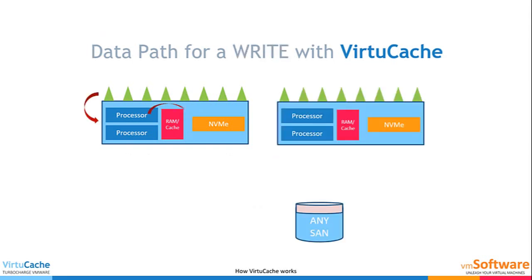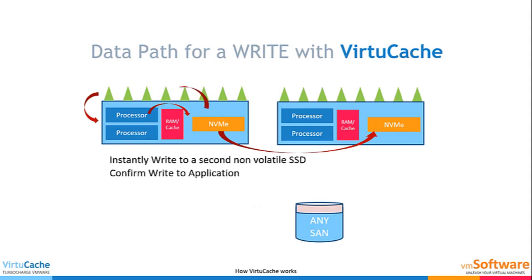performance. So let's have a look at the data path for a write with VirtuCache. So instead of having to go over the network to the SAN and back again, VirtuCache then synchronously at the exact same time writes that data to a second NVMe on a second host, which is non-volatile, and then sends confirmation back to the application that it's received the data and that the data's been committed to disk. At the same time, we make available a read copy of the data. So if that data is requested again, it's now served from the cache instead of going over the SAN.